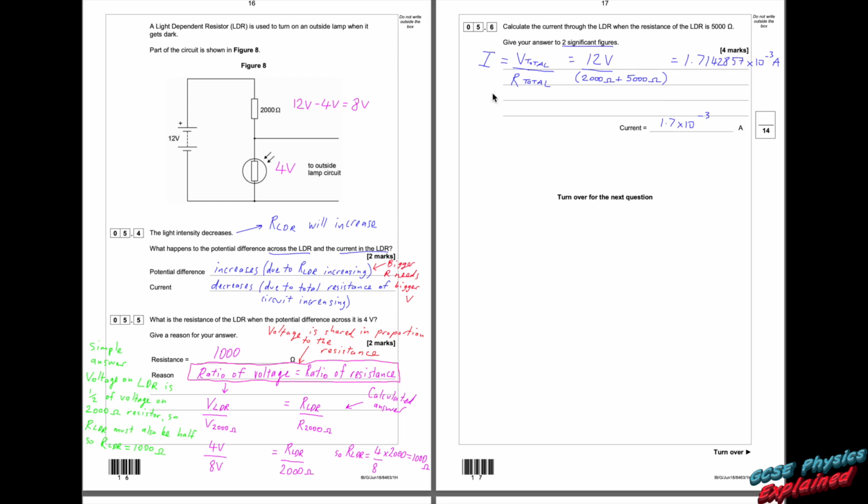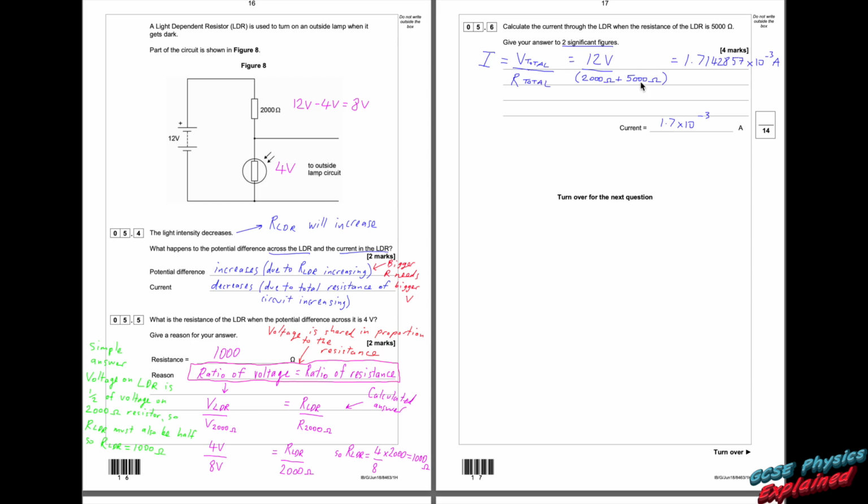Part 6. Calculate the current through the LDR when the resistance of the LDR is 5000 ohms. Give your answer to two significant figures. So if we take Ohm's law and rearrange it so that I, the current, is going to be the total voltage divided by the total resistance. So the total voltage is 12 volts and the total resistance will be 2000 ohms plus 5000 ohms. Remember, they've told us that the resistance of the LDR is 5000 now. So that's a total of 7000.